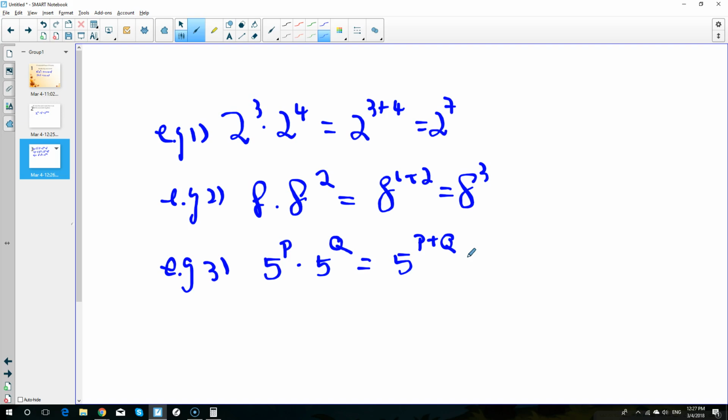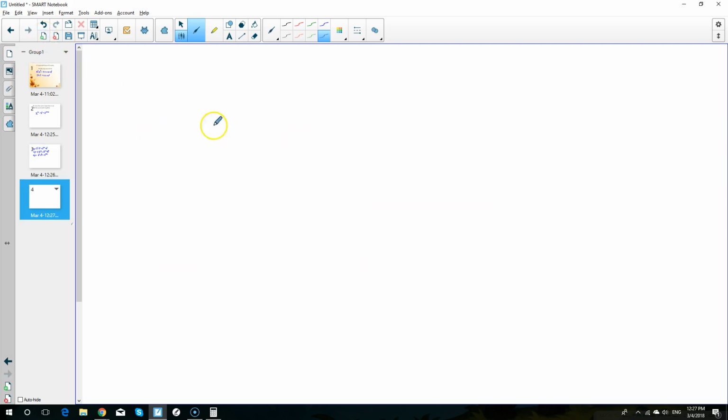Some of the questions may be a little bit more difficult. You may run into something like this: they will give you an expression such as 2 to the power of x times 2 to the power of 3 is equal to 2 to the power of 7, just as an example. Then they will say find x.